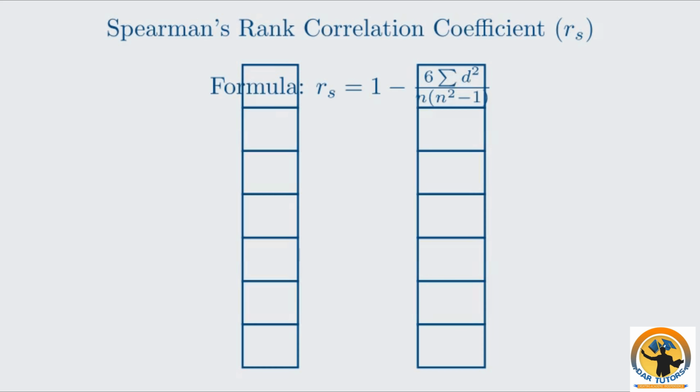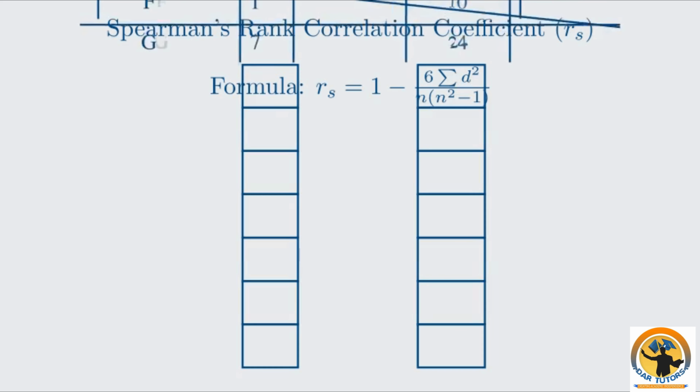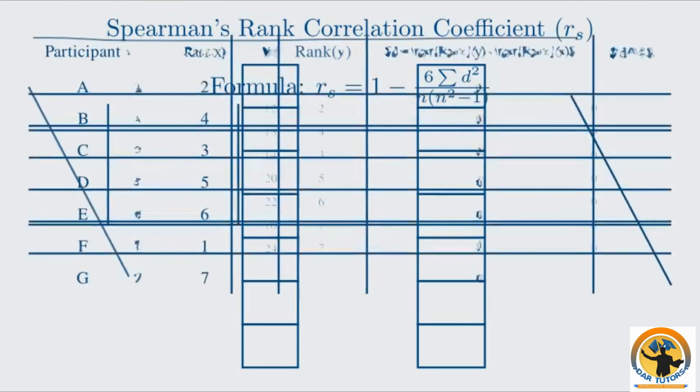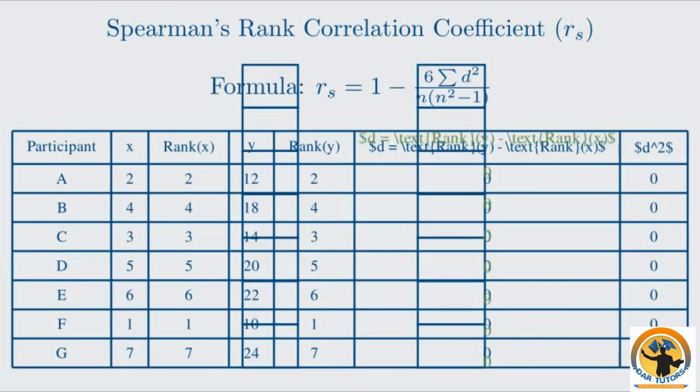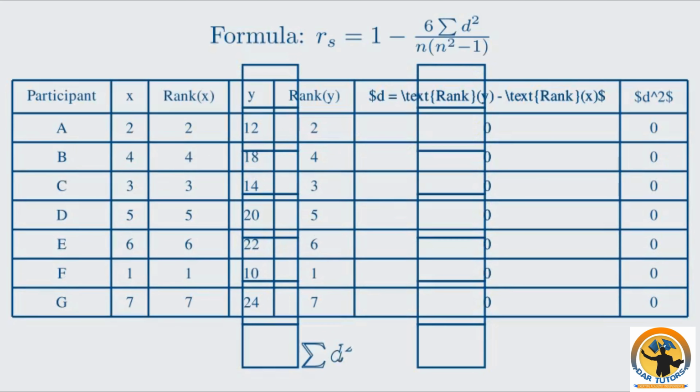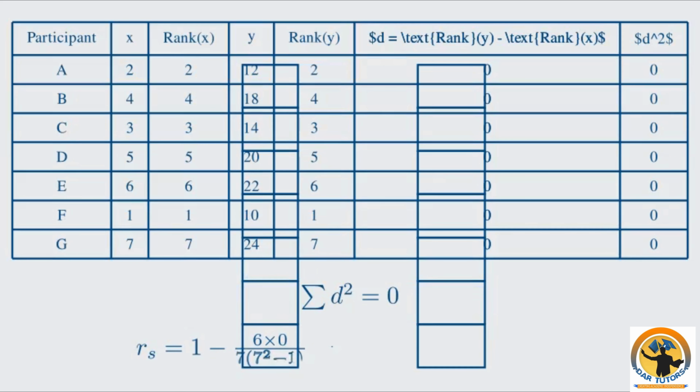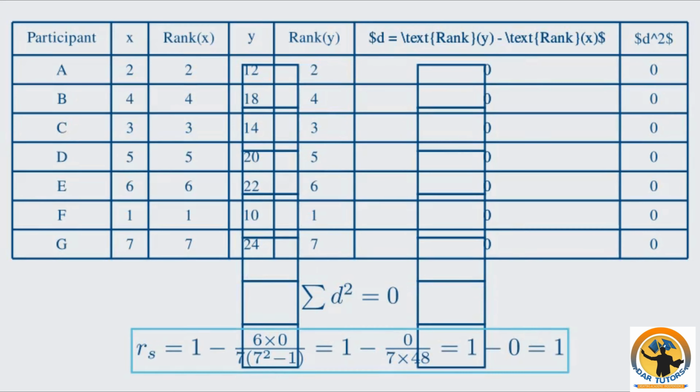Let's create a new column, d, by subtracting the rank of X from the rank of Y. Then we'll square each difference to get d². As you can see, the differences d are all 0 because the ranks are in perfect agreement. This is a special case. Now we sum the d² column. The sum is 0. Plugging this into our formula gives us r_s equal to 1.